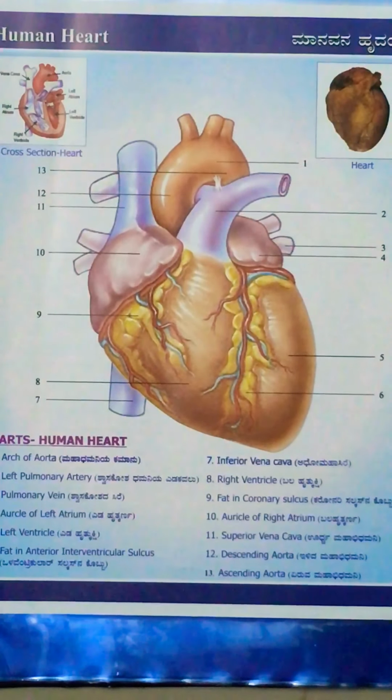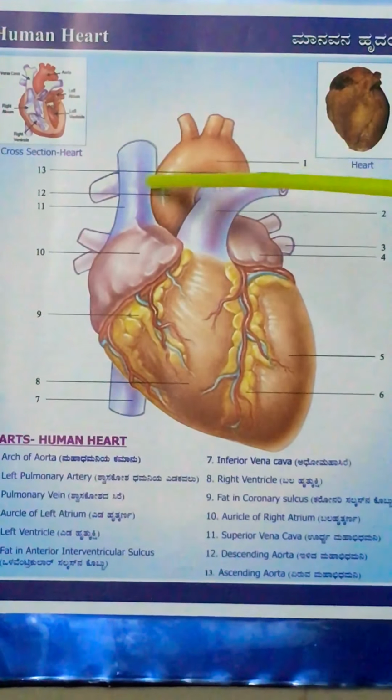Here in the heart the blood is flowing. At a time there is deoxygenated blood, meaning carbon dioxide containing blood, and oxygenated blood, meaning more oxygen containing blood. They are moving at a time in the heart. First, let's see how the deoxygenated blood is moving in the heart.